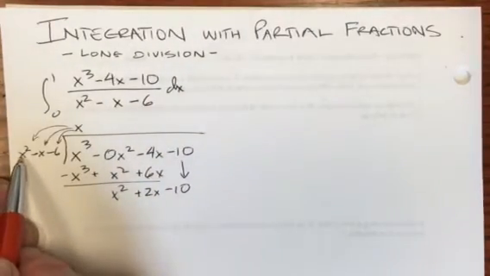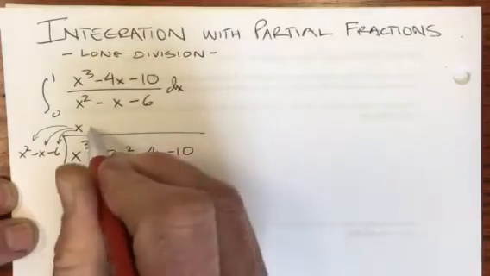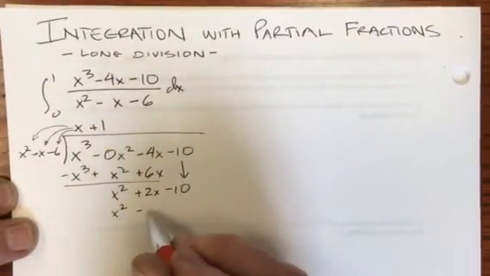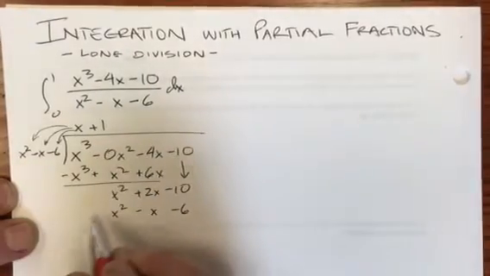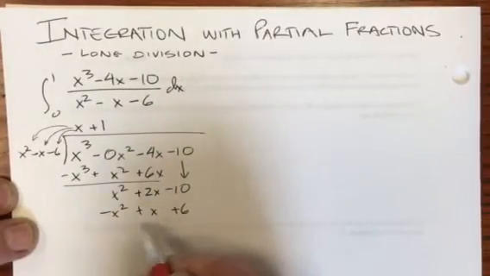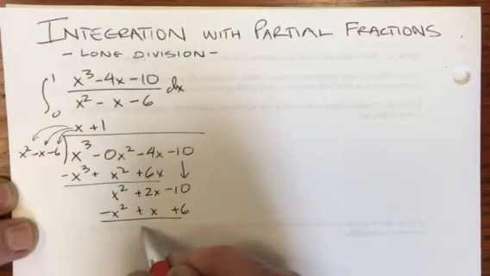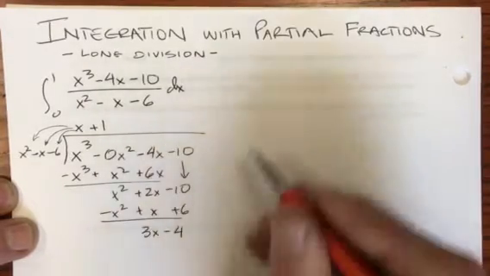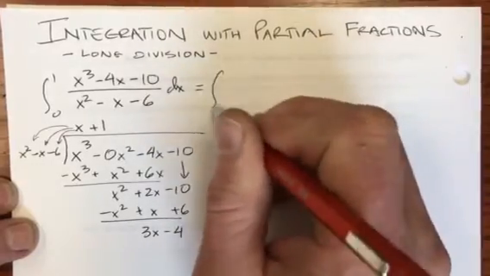What do I multiply x squared to give me x squared? Well, that's a plus 1. And when I do that to each of those, I get x squared minus x minus 6. And then when I change the signs and add, those cancel again, and I get 3x minus 4. That is the remainder. So this breaks down to be the integral.